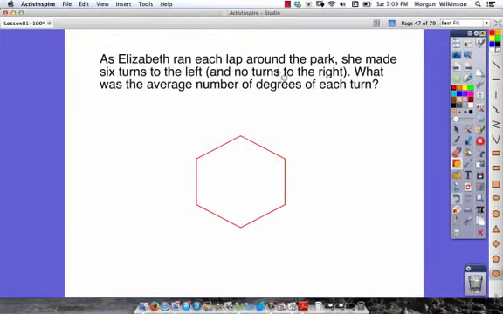So Elizabeth ran each lap around the park. She made 6 turns to the left and no turns to the right. What was the average number of degrees of each turn? Well, if we look at this, the park, we don't know what shape it is.